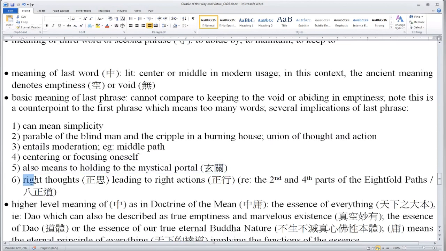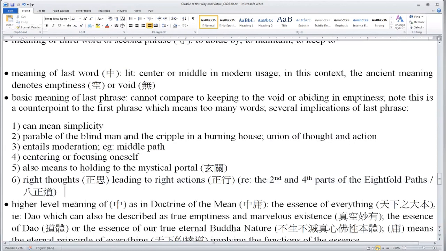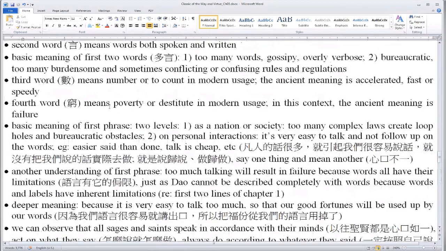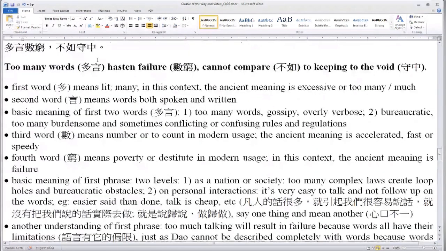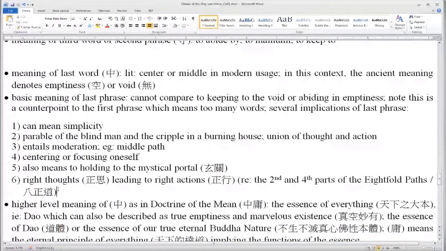And also it could mean this: the proper thoughts or right thoughts leading to right actions. Remember the second and fourth parts of the Eightfold Path. So it could imply the Eightfold Path by holding to the center. The translation of this is holding to the center or keeping to the center. So these are the basic implications.